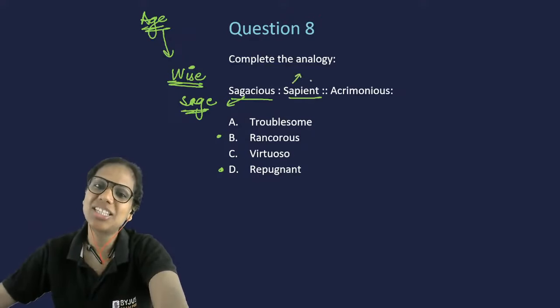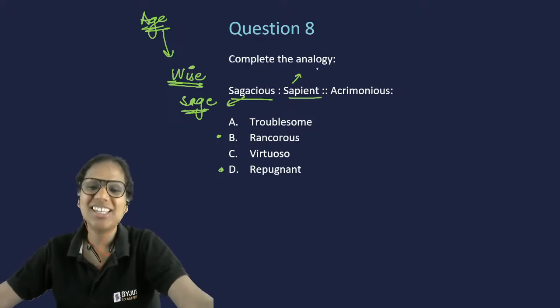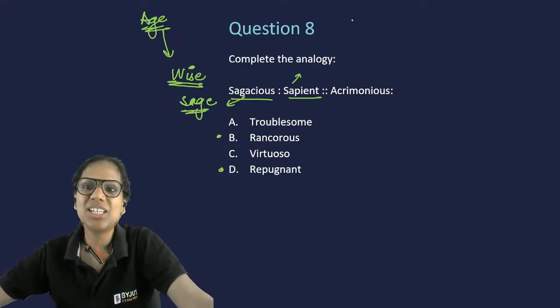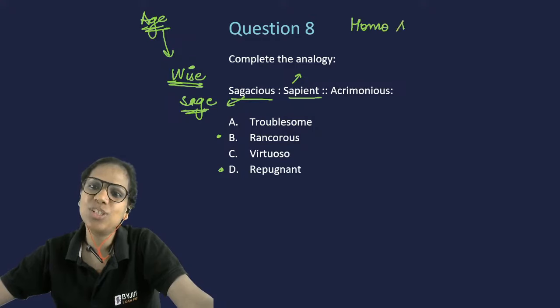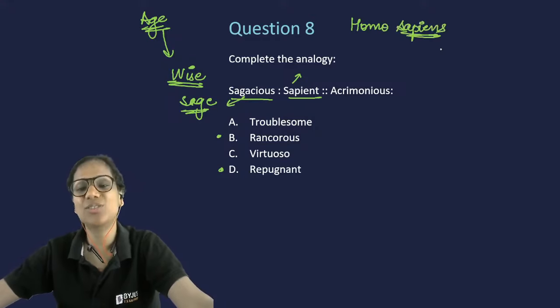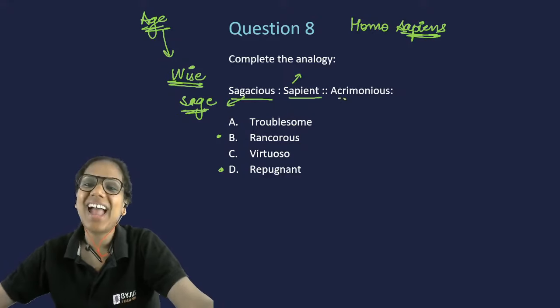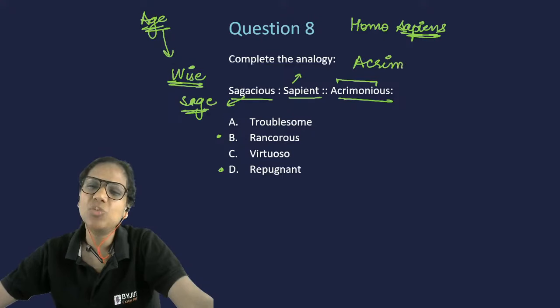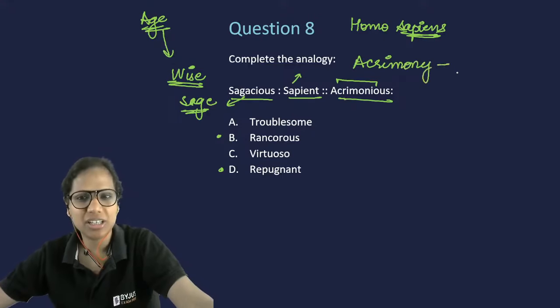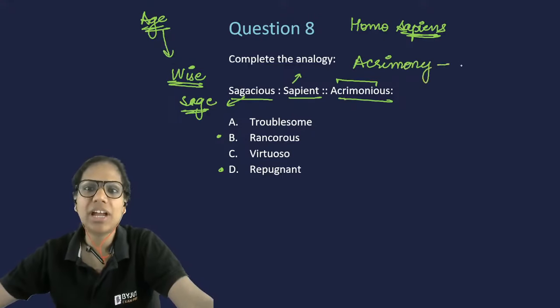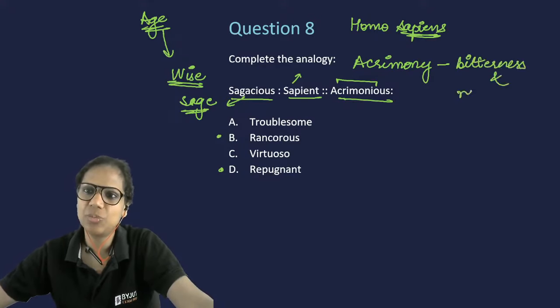Sapient again means someone who is knowledgeable, someone who is wise. That is why our species is called Homo sapiens. Okay, we consider ourselves to be pretty knowledgeable. Acrimonious. It comes from acrimony, which means bitterness, resentment, right? So, a feeling of acrimony towards someone is a feeling of bitterness and resentment towards that person.